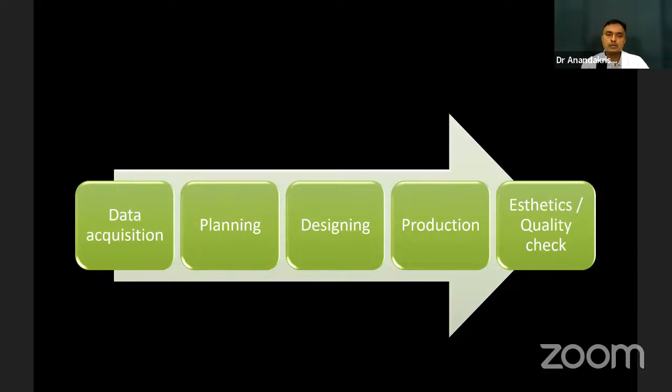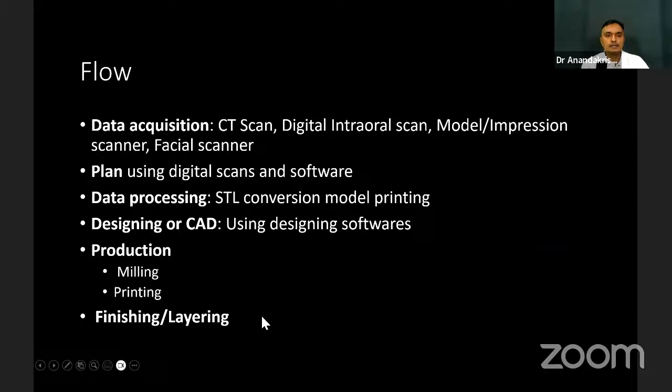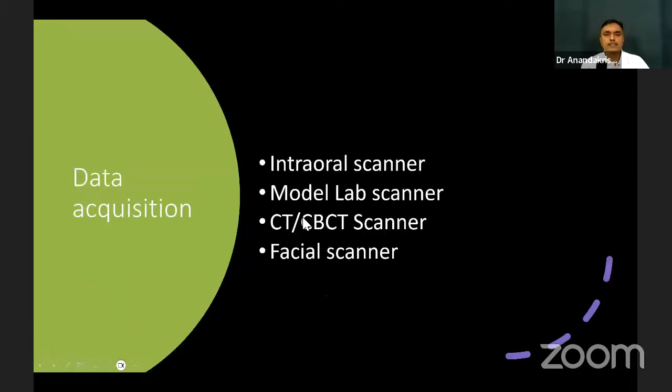We see clinics, even today, trying to make impressions and things like that. But most laboratories have done away with the casting machines, have done away with wax ups. They all do digital designs and productions in the form of milling or printing. So we are going to give you some overview about that. So: data acquisition, plan, data processing, designing, production, and layering. That's how it works.